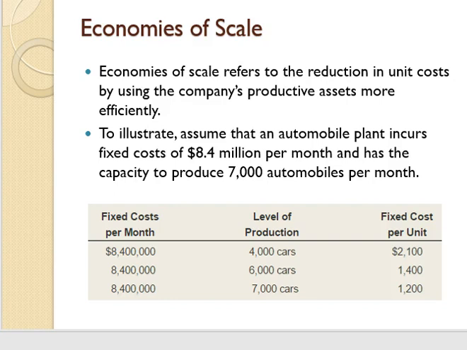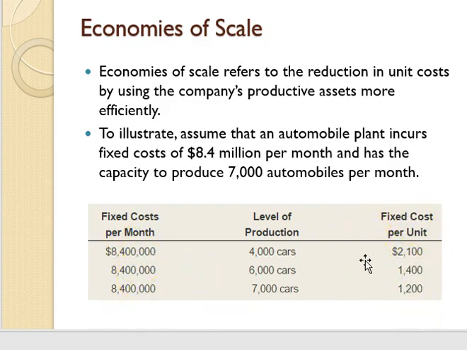To illustrate, assume that the automobile plant incurs fixed costs of $8.4 million per month and has a capacity to produce 7,000 cars per month. Well, my fixed cost is going to stay the same. I mean, like I said to you, it's like going to my office. I'm still going to pay $1,000 every month. But the more I produce, the fixed cost per unit decreases. Per unit it decreases. The amount stays the same in total, but the amount per unit decreases.